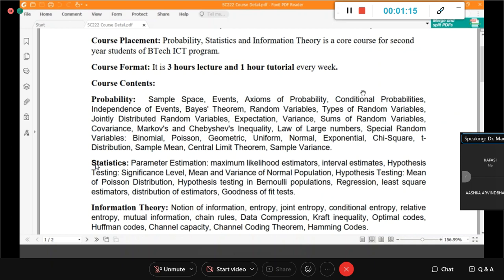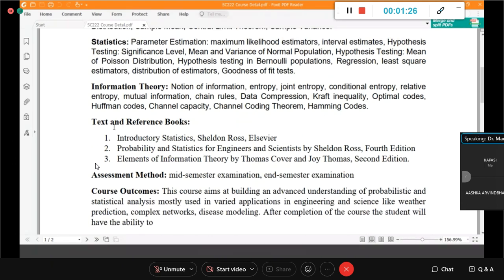Before going to that, I may also address the assessment part. The text and reference book which I'm going to follow is the second one, Probability and Statistics for Engineers and Scientists by Sheldon Ross, fourth edition, and it is available in the Library Resource Center. I hope it is available for online access as well, and you can work out the problems there.